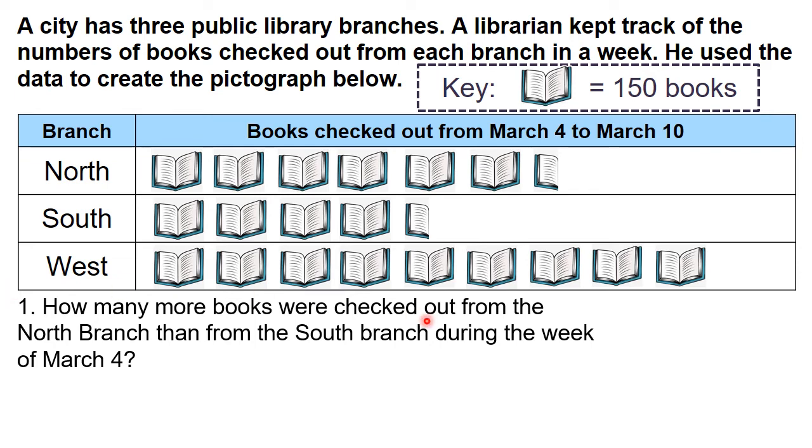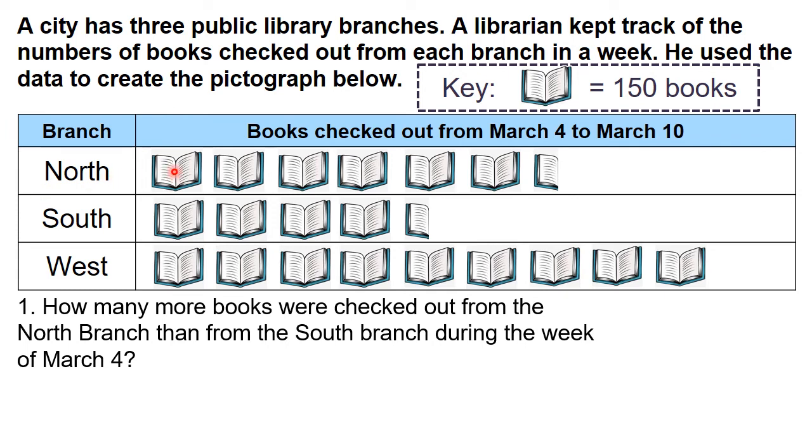Question: how many more books were checked out from the North Branch from the South Branch during the week of March 4? So, when we say week, that involves 7 days starting March 4. So, March 4, 5, 6, 7, 8, 9, and 10. So, week of March 4 is the same from March 4 to March 10. So since we are already involving big numbers here, it is recommended that we should calculate and put into notes here on the right of how many books are there.